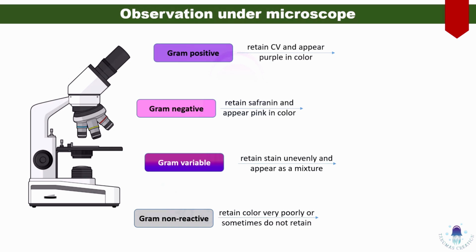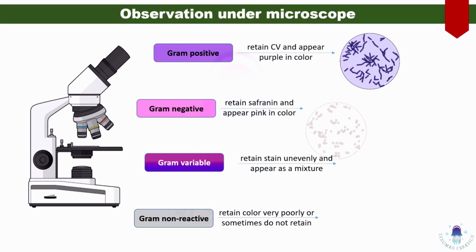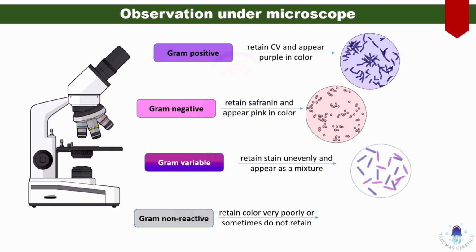So, observation under the microscope. Gram-positive bacteria will retain the CV, that is crystal violet, and appear purple in color, somewhat like this. Gram-negative bacteria will retain safranin and appear pink in color, as shown in this picture. Gram-variable bacteria will retain the stain unevenly and appear as a mixture of colors, purple and pink, as shown in this picture. So two types of color we can see in Gram-variable.